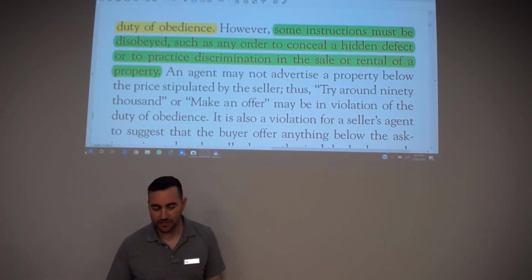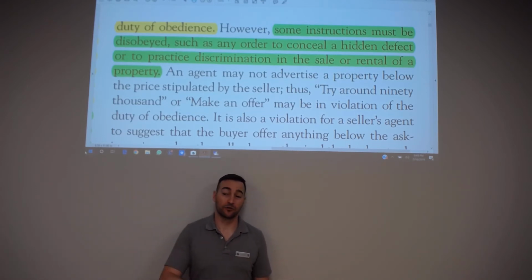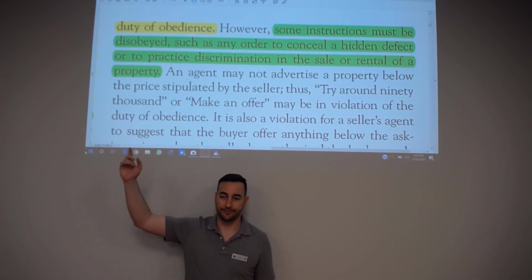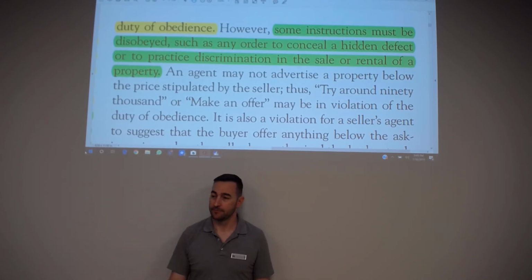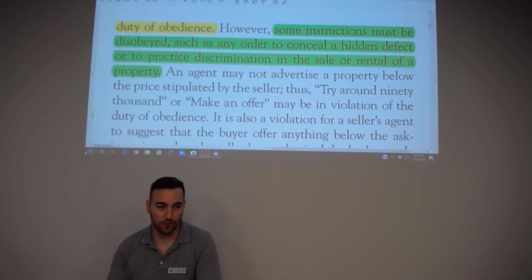Okay? So at this point, if the seller expresses something like that that says, don't show it to these type of people, well, I can't work with you. Cannot work with you. This is discrimination. Can't work with you.